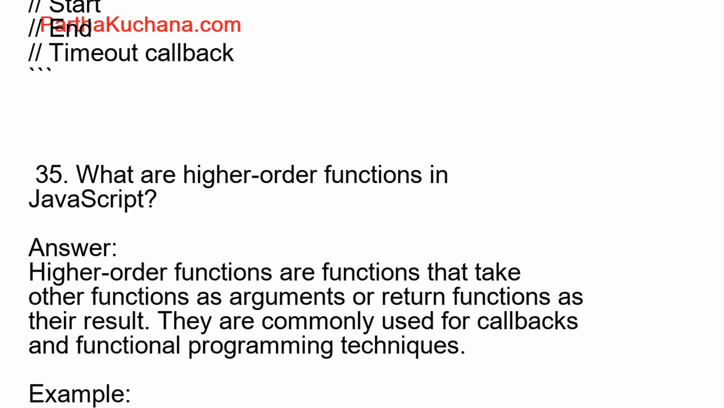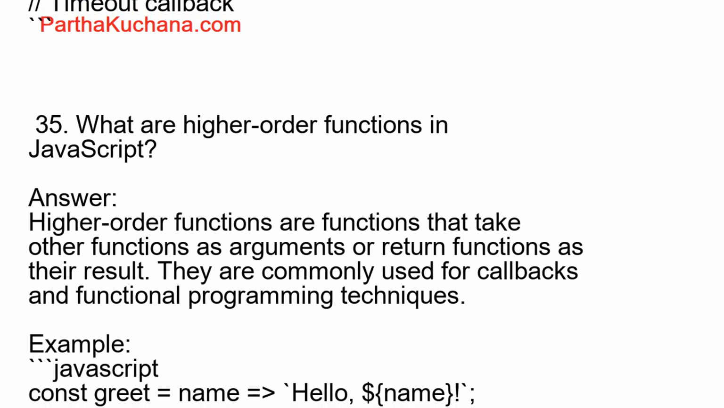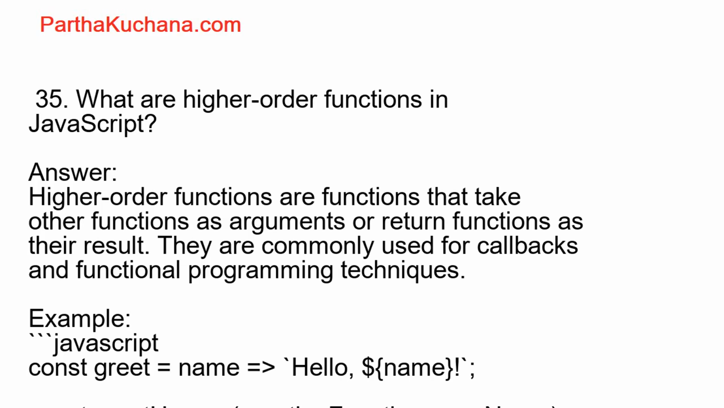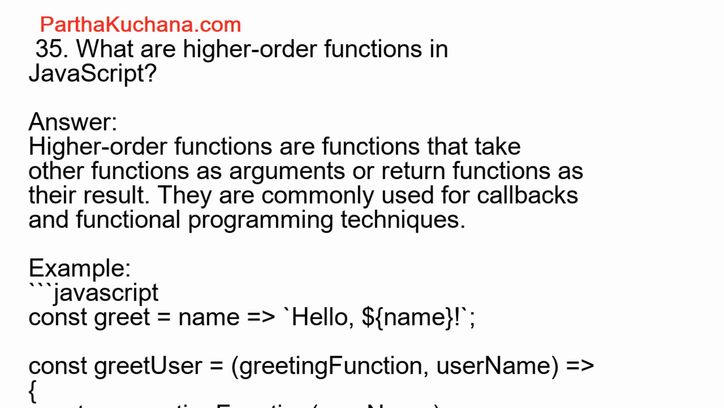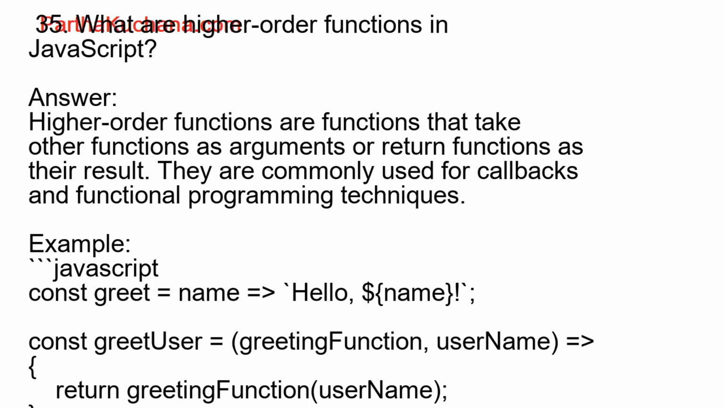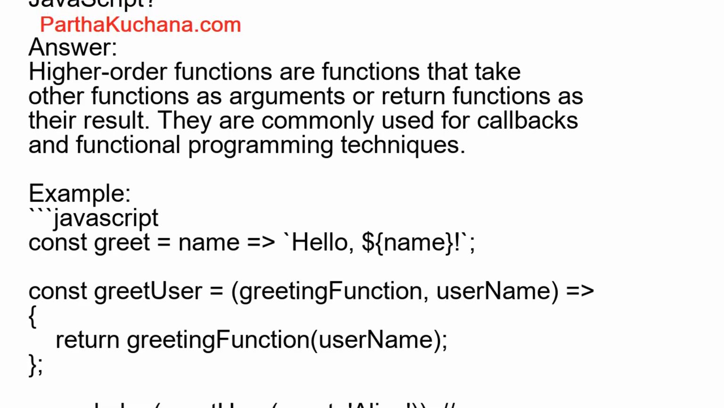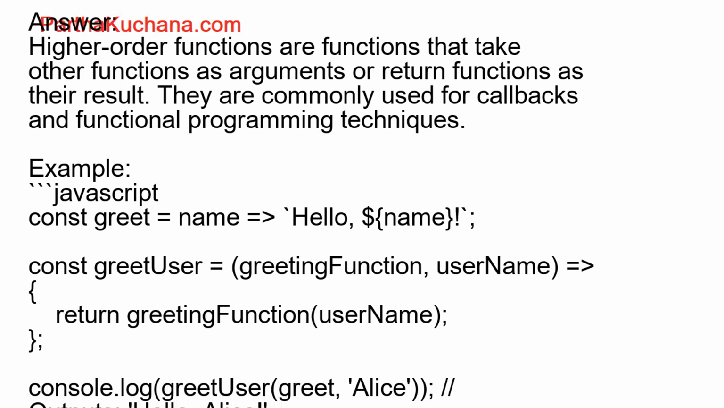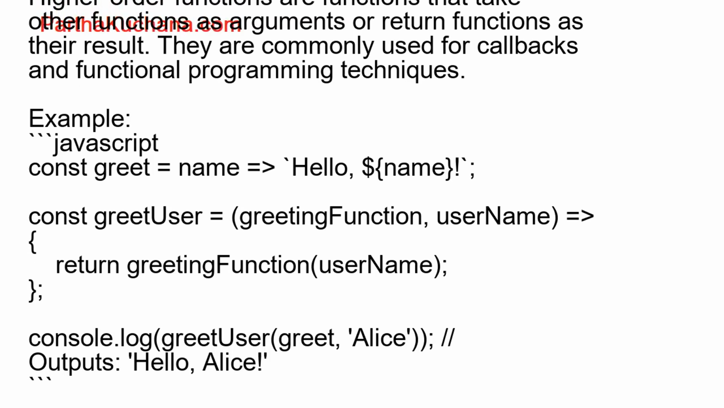38. What are the differences between var, let, and const? Answer: var is function scoped or globally scoped and can be redeclared and updated. let is block scoped, can be updated but not redeclared within the same block. const is also block scoped, but it cannot be updated or redeclared. It must be initialized at the time of declaration.